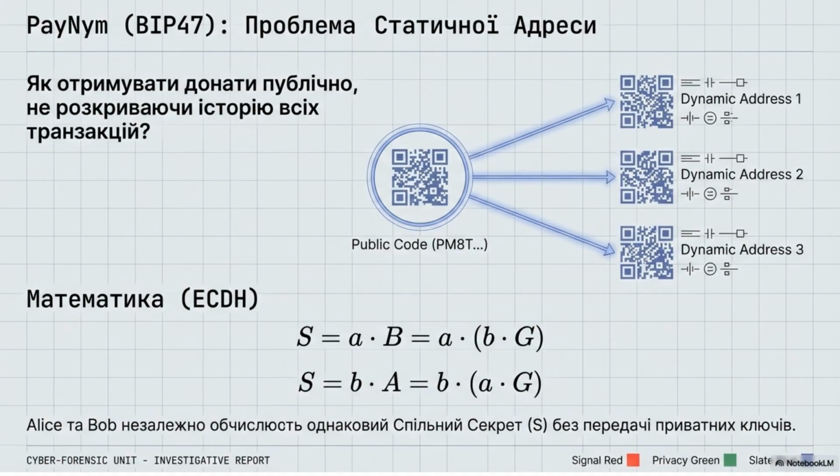PayNym, BIP47, addresses the static address problem. It allows public donation receipt without revealing all transaction history. A single public code generates multiple dynamic addresses using elliptic curve Diffie-Hellman, or ECDH, ensuring Alice and Bob can independently calculate a shared secret S without private key exchange.